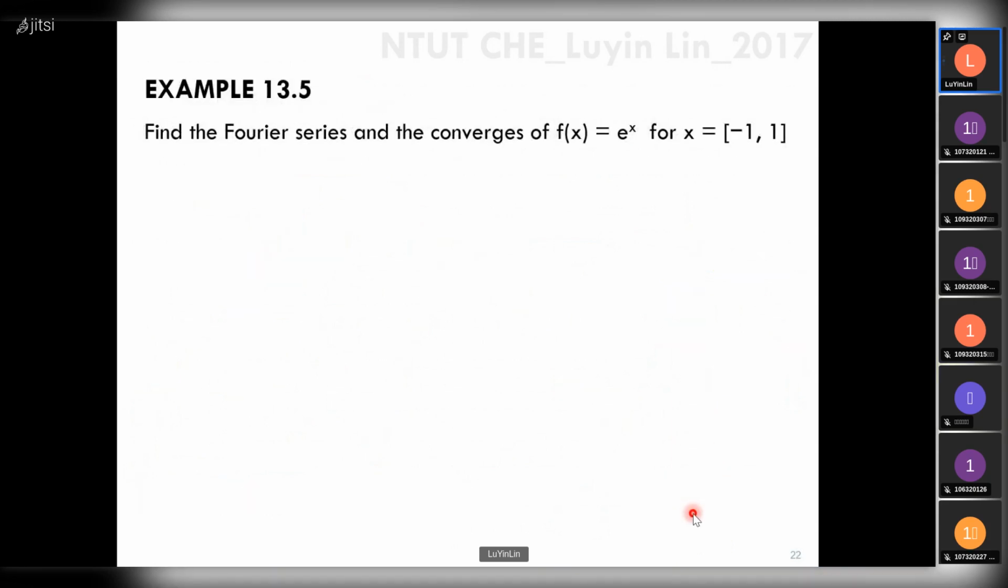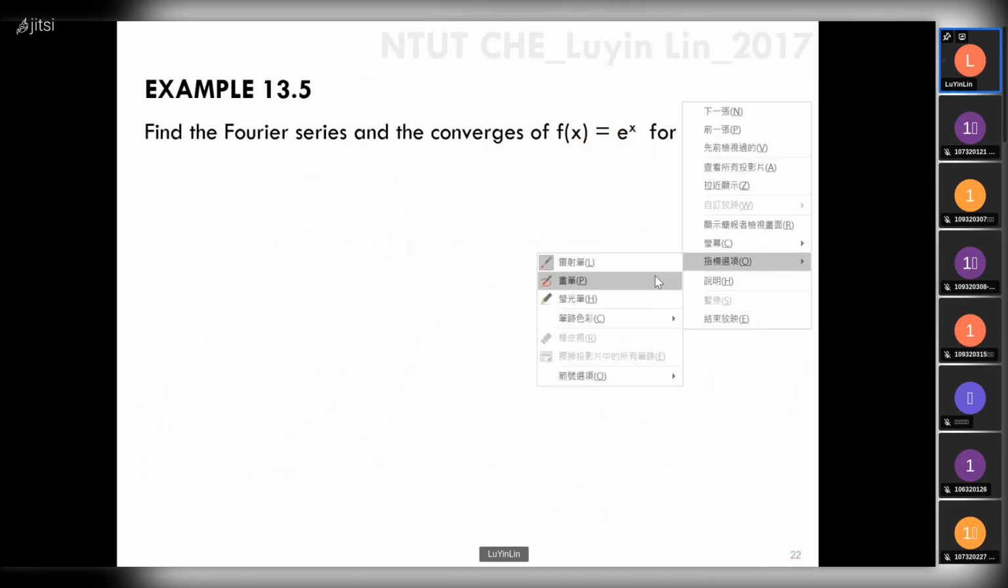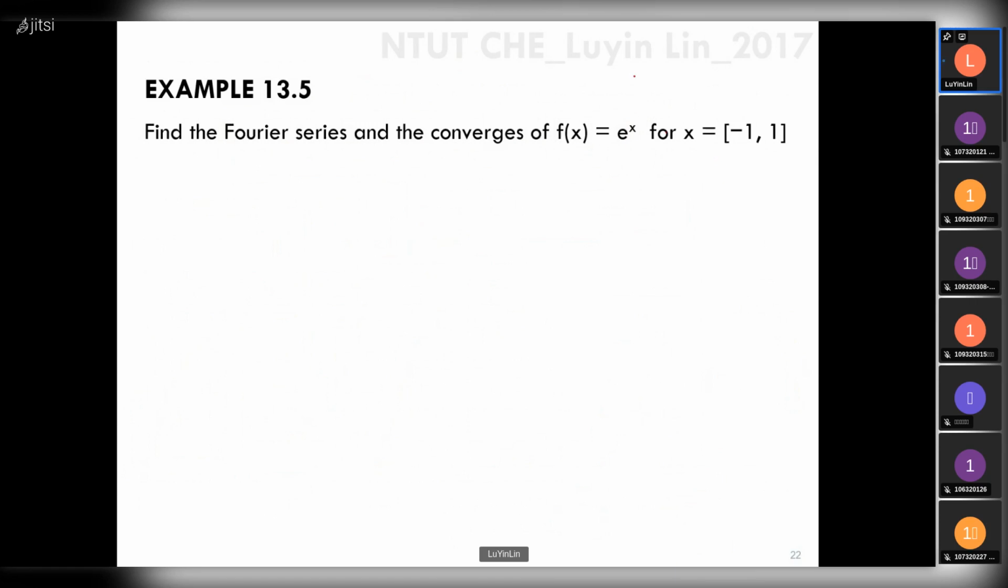Let's see the last example. It is the full question. Find the Fourier series and find the convergence. Okay, f is exponential. The range is from -1 to 1. So if you see the range is from -1 to 1, that means L is equal to 1.